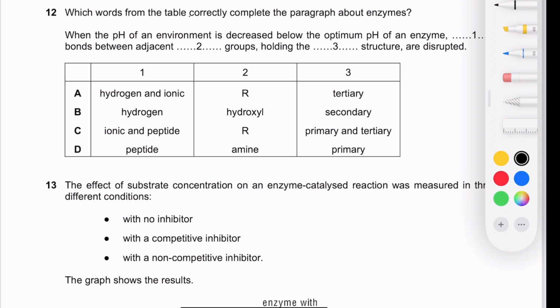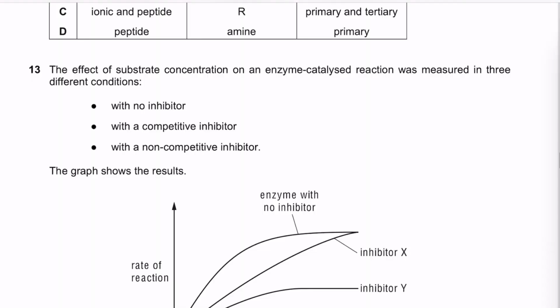Which words from the table correctly complete the paragraph about enzymes? When the pH of an environment is decreased below the optimum pH of an enzyme, the bonds between adjacent R groups, so they're ionic bonds, right? Between, so hydrogen and ionic, obviously not peptide, are the first to possibly break, and the R groups hold the tertiary protein structure together. So that's A.